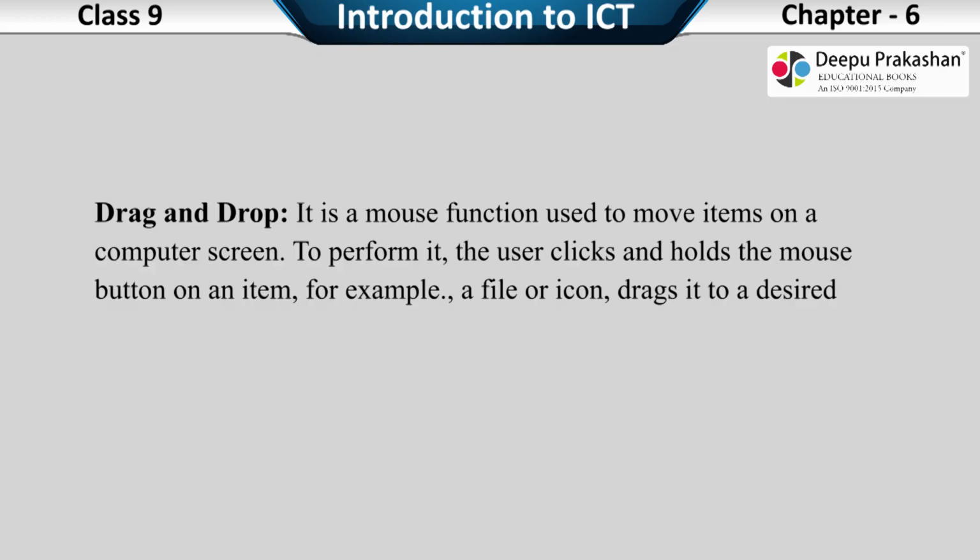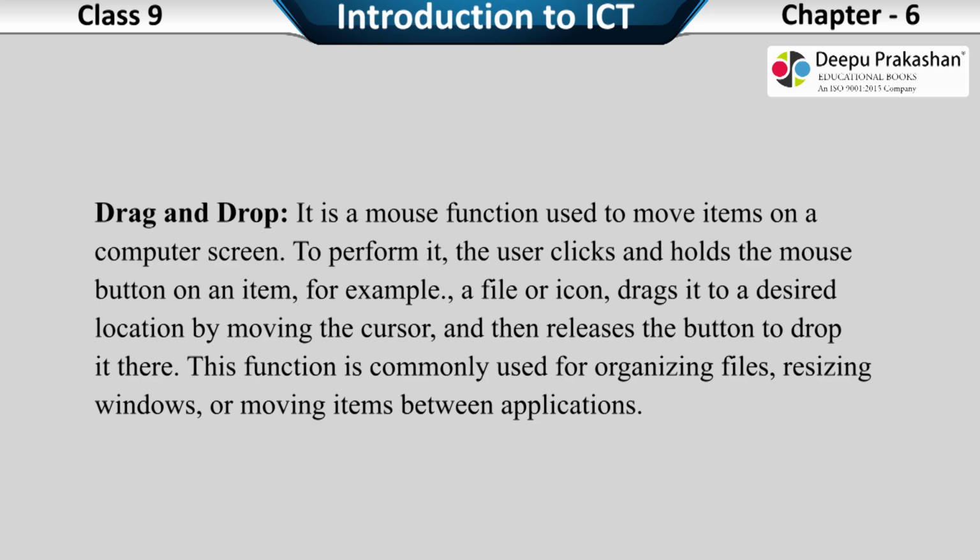Drag and drop. It is a mouse function used to move items on a computer screen. To perform it, the user clicks and holds the mouse button on an item, for example, a file or icon, drags it to a desired location by moving the cursor, and then releases the button to drop it there. This function is commonly used for organizing files, resizing windows, or moving items between applications.